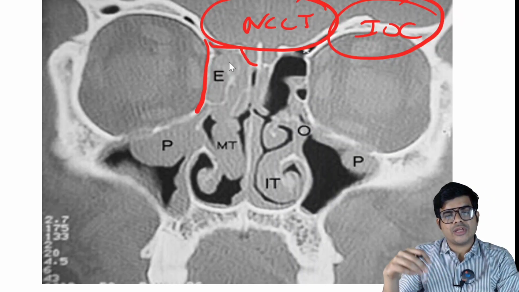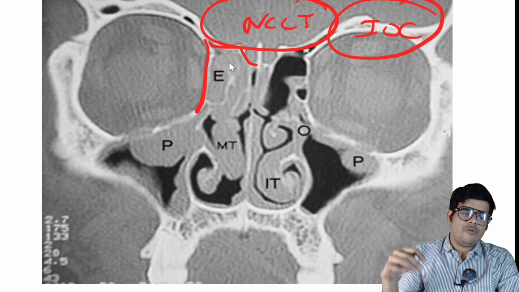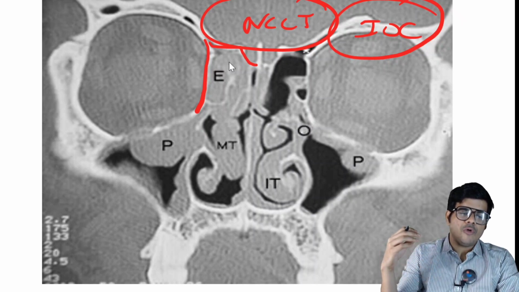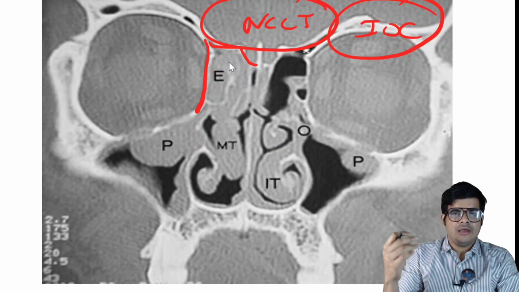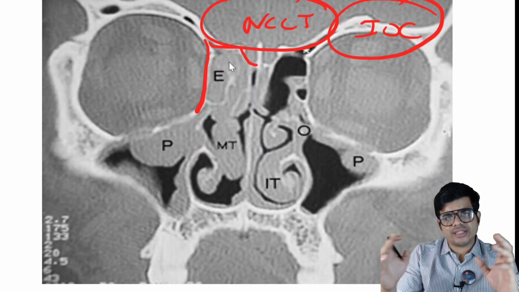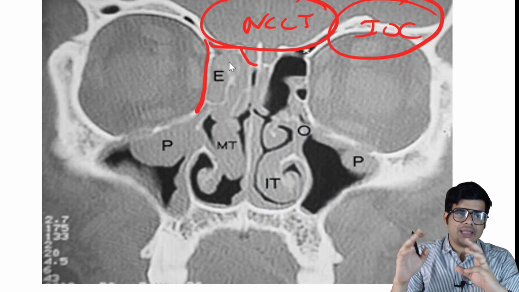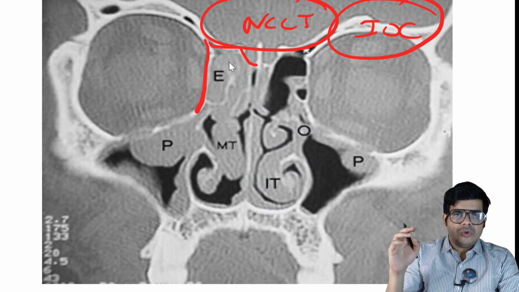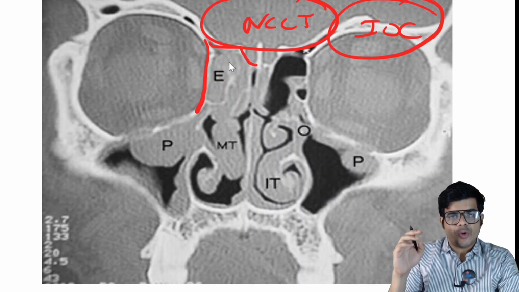You will be looking for the Keros classification, the depth of the olfactory fossa is also looked for, and yes, you will be looking for onodi cells and if there is any dehiscence in the sphenoid sinus. All these things you will have to look for when you get an NCCT. So the investigation of choice nowadays is non-contrast CT scan.